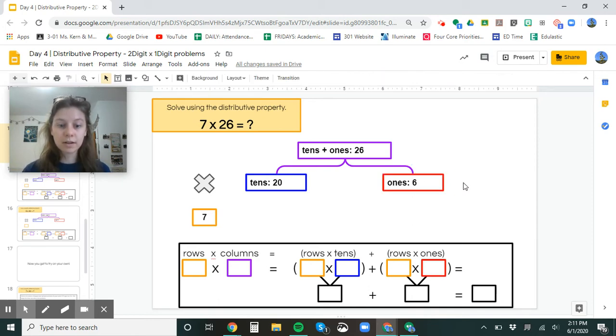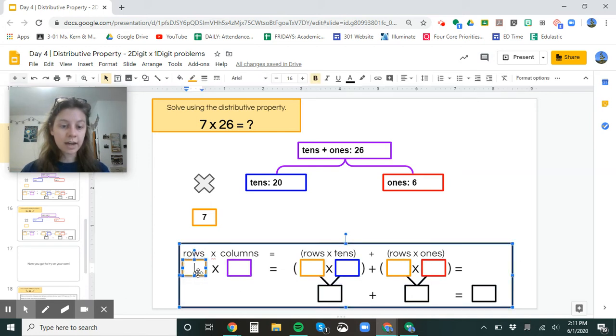So here I've got all of the parts labeled, just like I've done in previous ways to solve multiplication problems. Now I'm going to come down here and fill in my number sentences. So here I have rows. Well, my rows is 7. And my columns, I know that this is talking about the total columns because it's in purple. So I'm going to look at my purple box up here, which is 26.